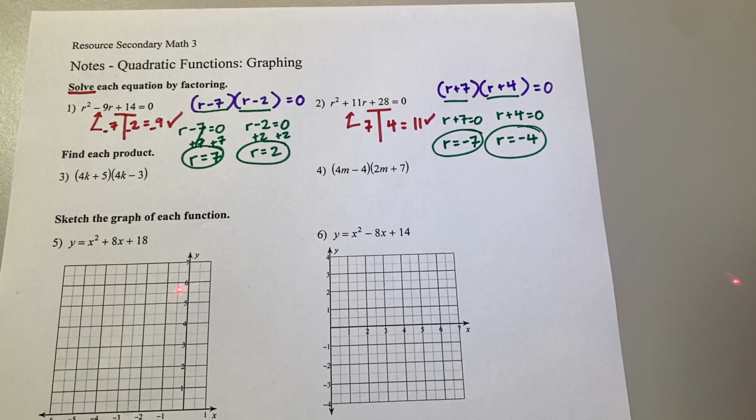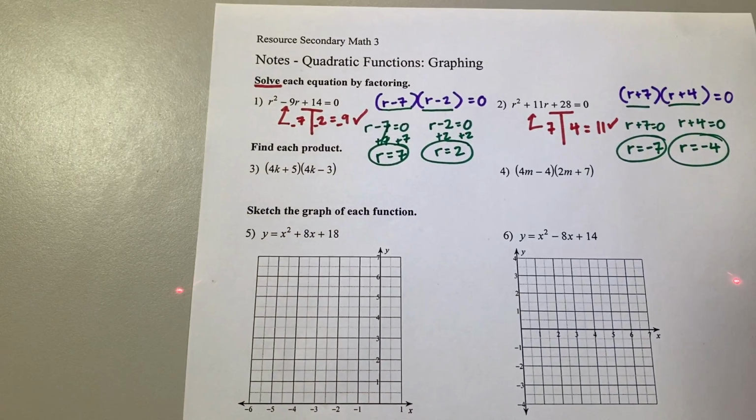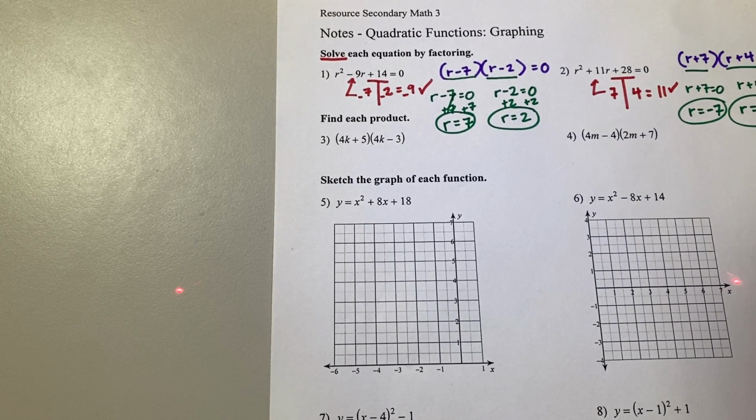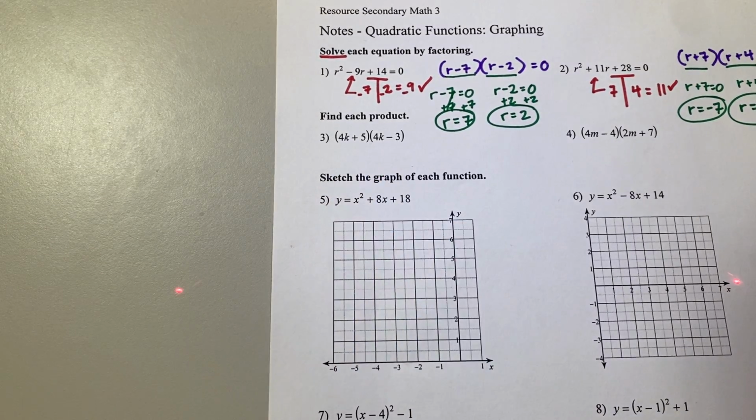Okay, so now for numbers 3 and 4, we are finding each product. So now we're going the other way. We're trying to get a quadratic based on given two binomials. Okay, so let's do one of each.